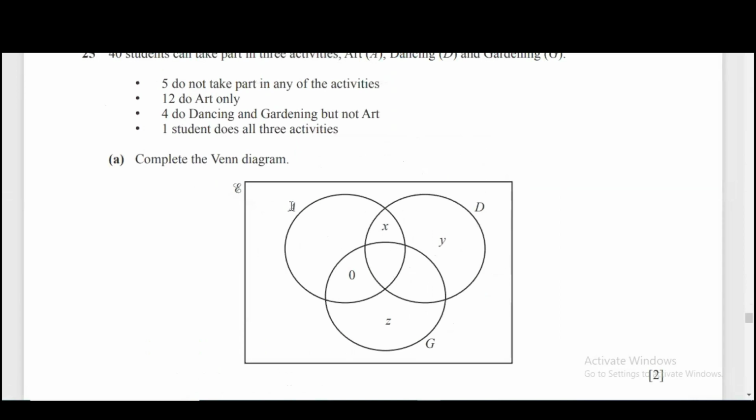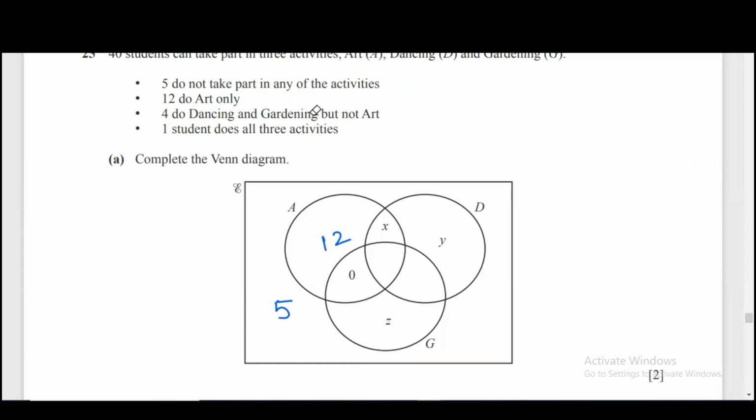This is the Venn diagram here. A is for art, D for dancing, and G for gardening. 5 do not take part in any of the activities, so 5 is outside these 3 sets, A, D, and G. I'm going to put the 5 students here. 12 do art only, so be careful. A for art, this is the region for art only. So I'm going to write 12 here.